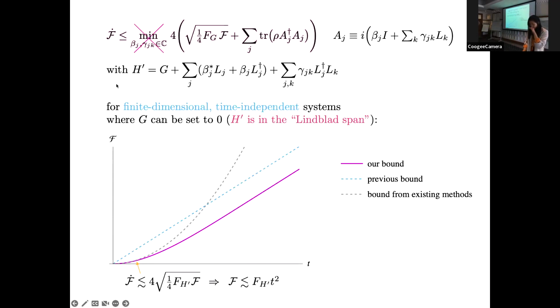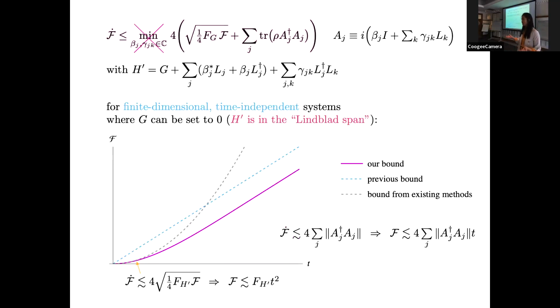Because with this choice, the second term with the A_Js will be small, whereas F sub G could be large, but you don't care because F is small. So we basically just have the first term with G set to H primed, and integrating this, we get that at small times, the QFI bound grows quadratically with time, with coefficient set by F sub H primed.